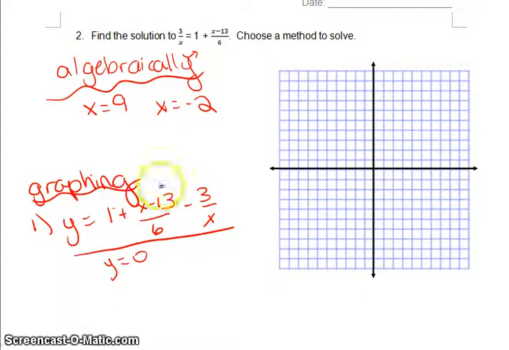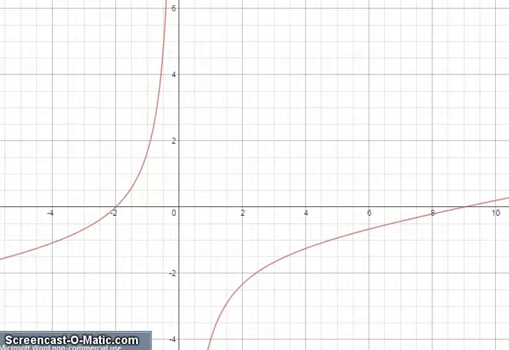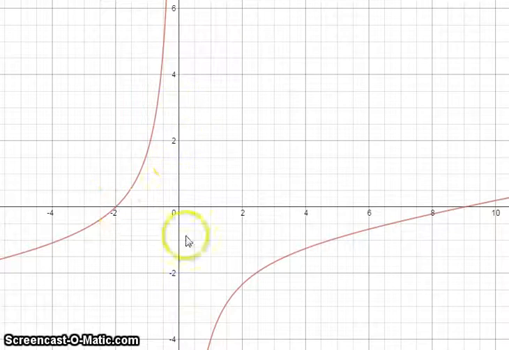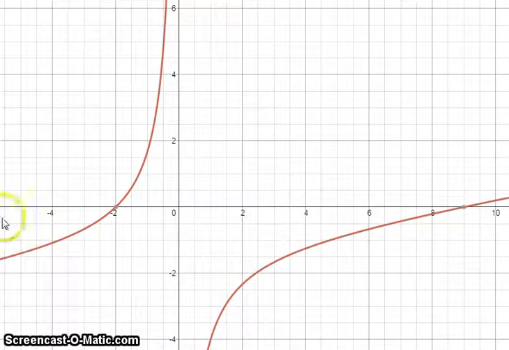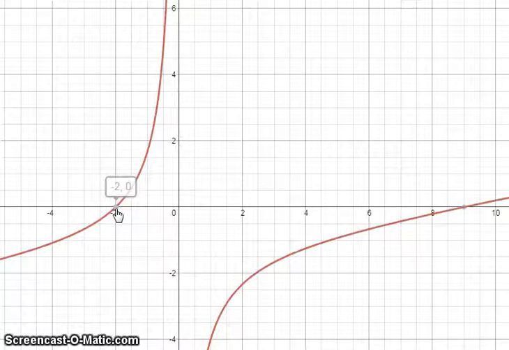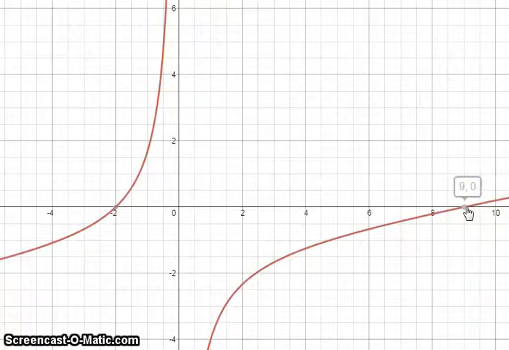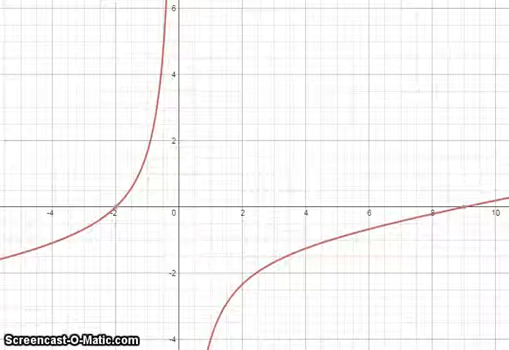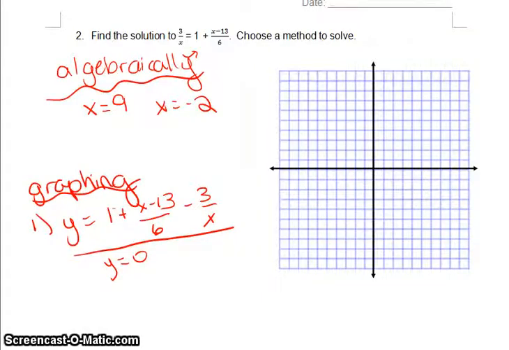So I'm going to switch over to my graphing calculator now, and we'll take a look at what this will look like. Alright, so here is my graphing calculator screen, and what we'll notice is that when y is equal to 0, that's when it crosses this axis here. That is when we're going to have our solutions. So here we have y is equal to 0 and x is equal to negative 2. And here y is equal to 0 and x is equal to 9, okay?